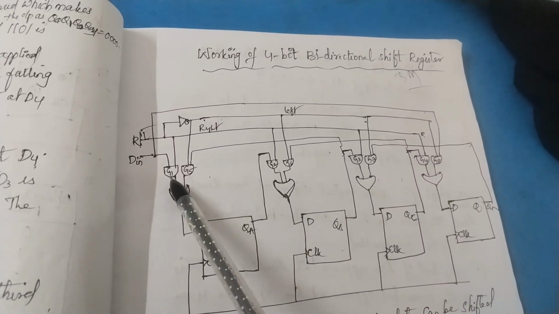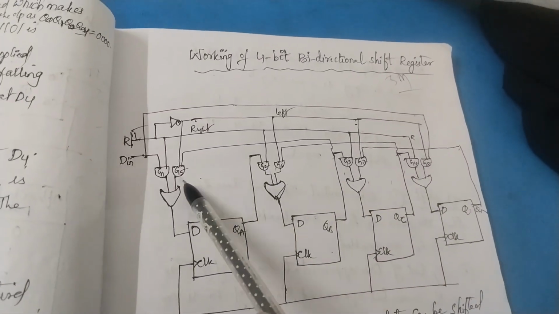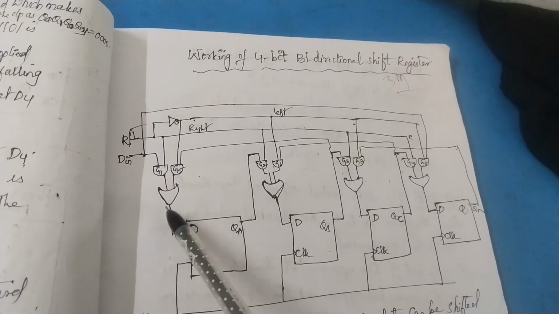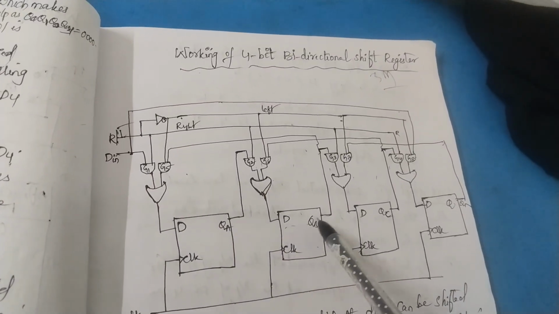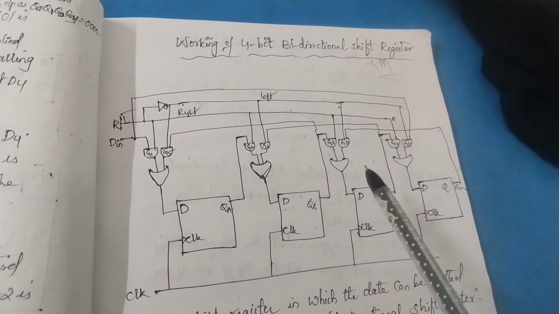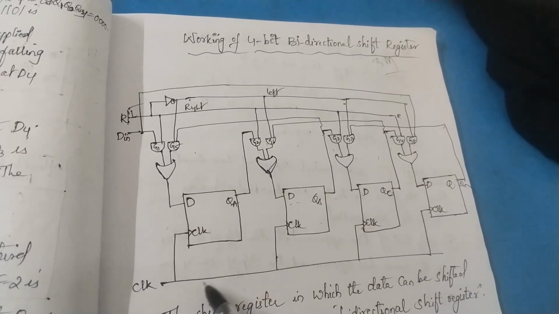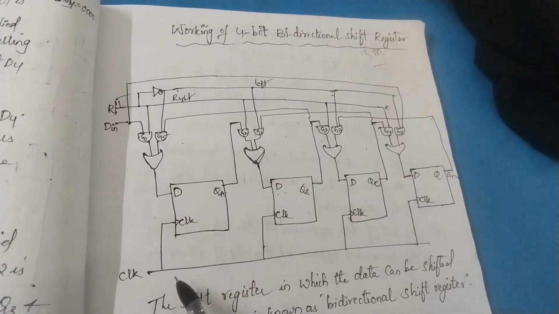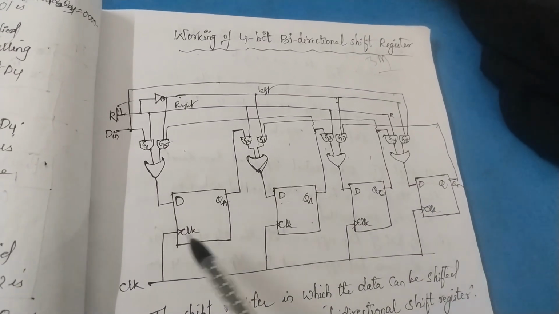Give the names of the AND gates as G1, G2, G3, G4, G5, G6, G7 and G8. The output of the OR gates is connected to the input of the D flip-flop. Next, apply the clock input to every flip-flop.